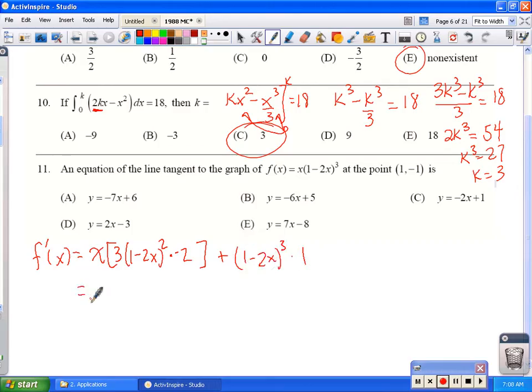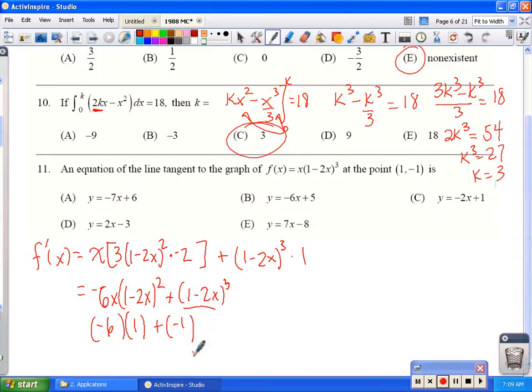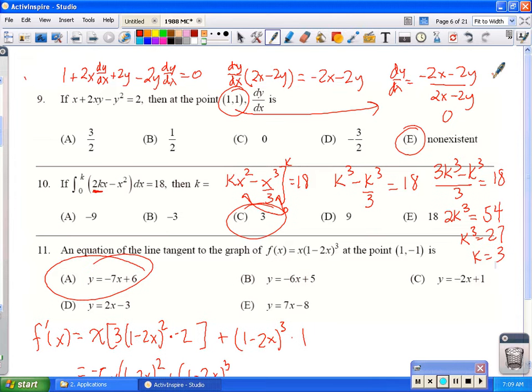Just a teeny bit of cleaning here, that'll give me negative 6x times (1 minus 2x) squared, plus (1 minus 2x) to the third power, and now I'm substituting the x value of 1. That'll give me negative 6 times the inside would be negative 1, squared would be positive 1. Negative 1 in this term right here will give me an output of negative 1. So I get negative 6 minus 1, which is negative 7, and the only line that has a slope of negative 7 is A.